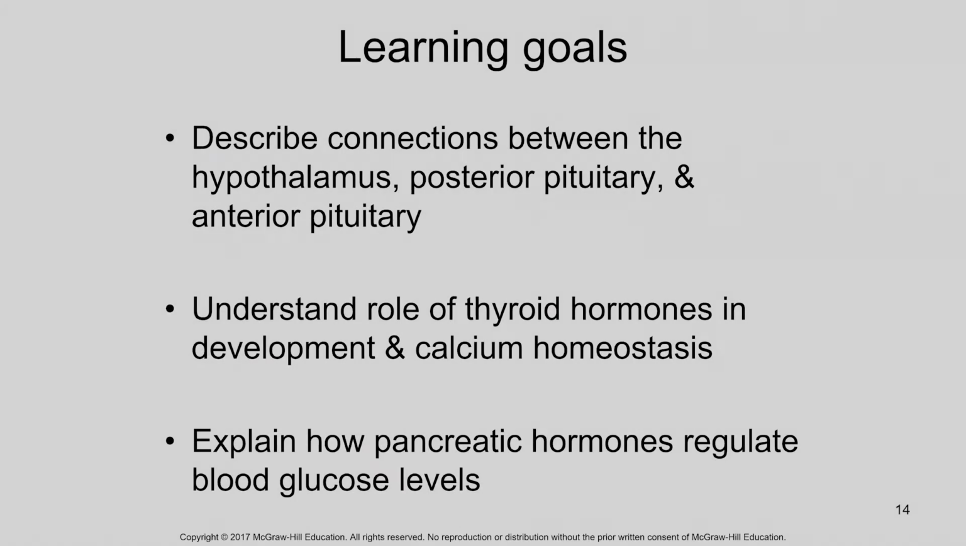And so today we looked at the hypothalamus, the posterior pituitary, and the anterior pituitary, and how the hypothalamus regulates both portions of the pituitary gland. We also took a look at thyroid hormones in development, and also calcium homeostasis. And we took a look at pancreatic hormones and how they regulate blood glucose levels. And that is the last of the material for the semester.